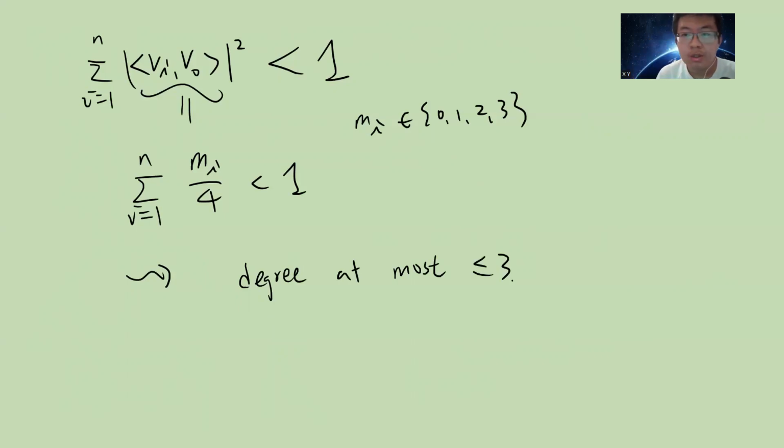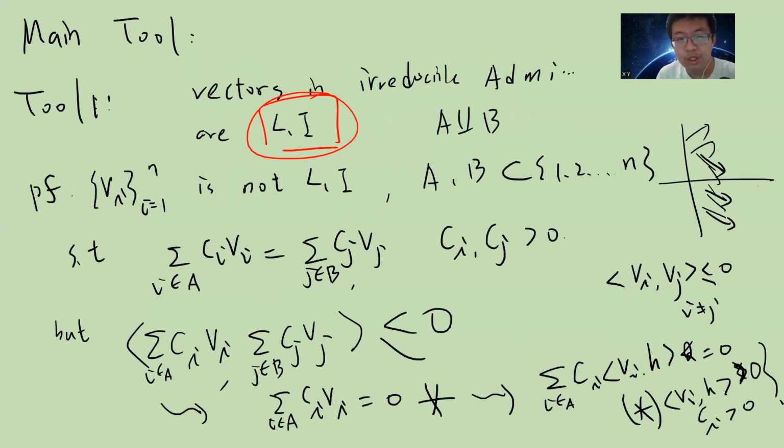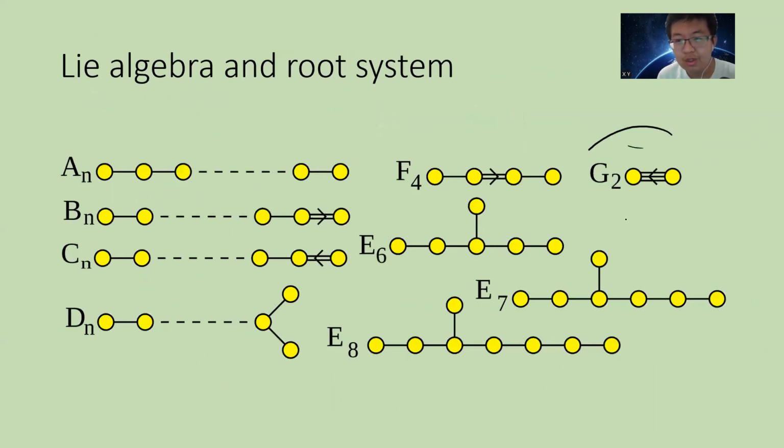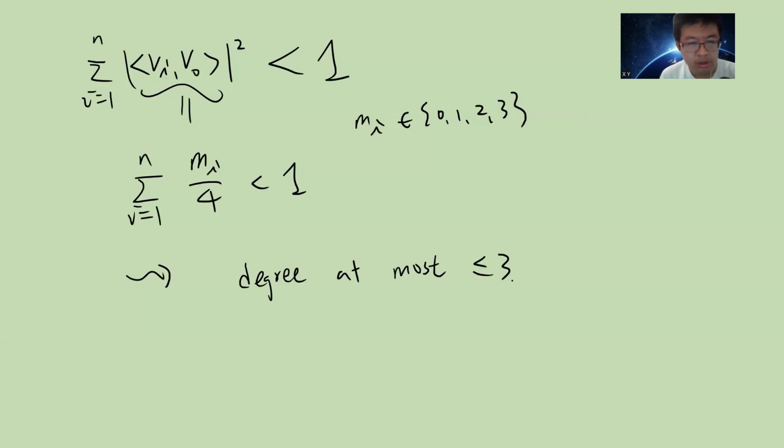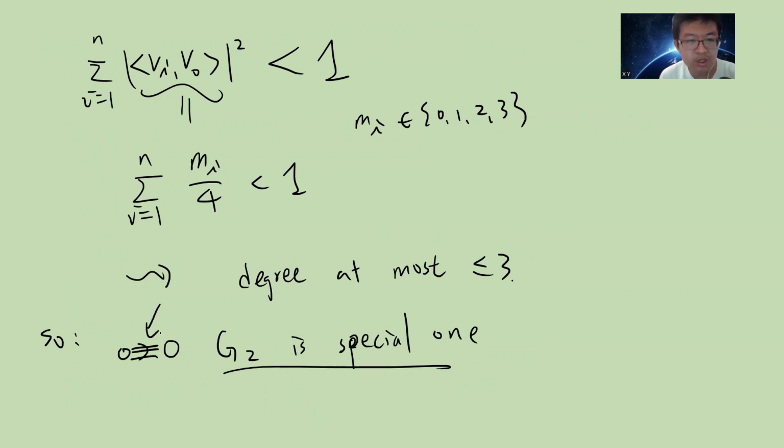Okay, so which tell you that G2 is the special one. If you have 1, 3 legs, there's nothing you can add. G2 is a special one. It's the only one that you can add. You can add these 3.